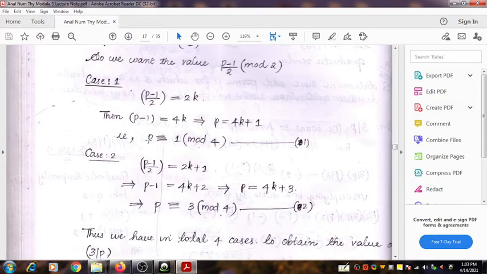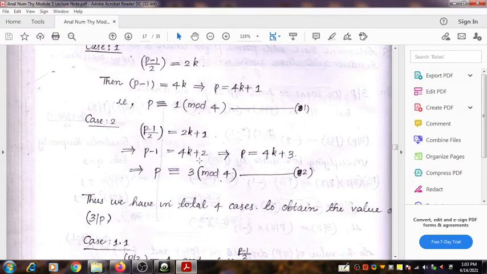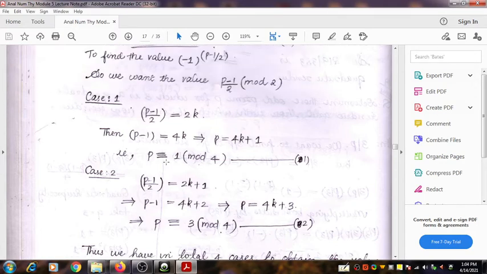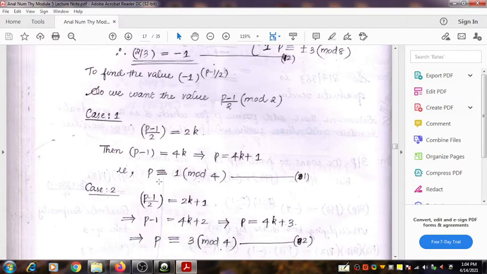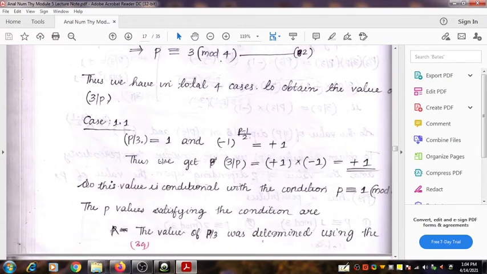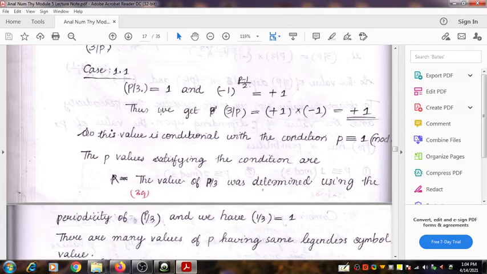You get plus 1 for that P congruent to 1 mod 4. So these are the two situations, and these conditions must occur together. So you have to combine the two congruences. That means the first congruence is P congruent to 1 mod 3, and the second congruence is P congruent to 1 mod 4. Combining the two is essential for obtaining the product 1 into 1. So that is the condition for the first case.